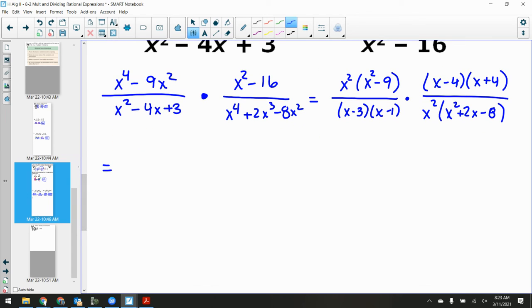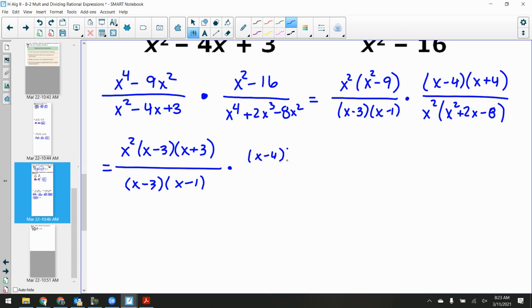The numerator on the top left will factor into another difference of squares, x minus 3, x plus 3. And in the denominator, I'm going to have an x minus 3, x minus 1. In the numerator on the top right, x minus 4, x plus 4. And the denominator on the bottom right will factor into an x plus 4, x minus 2. Can you see how the better you are at factoring, the easier this will be?